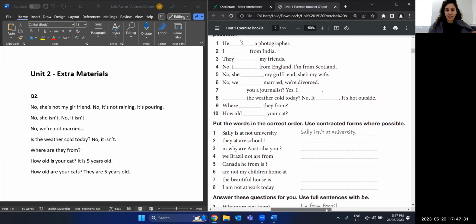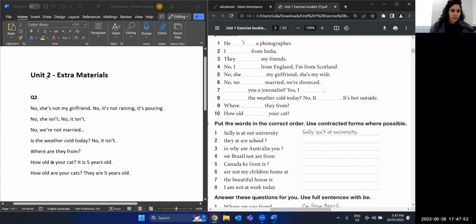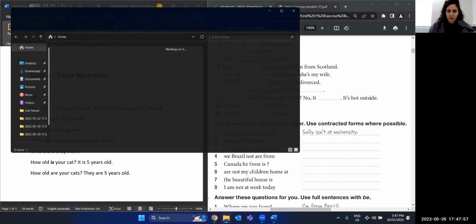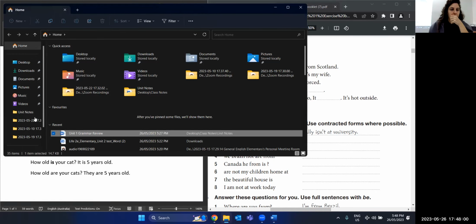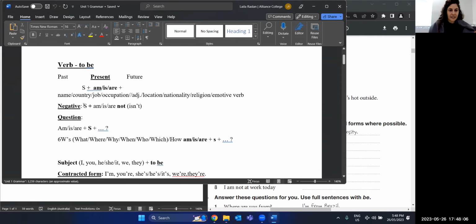Now let's use the contracted forms where possible. So maybe you need it, maybe you don't. Sally is at not university. No, we need to correct that. Sally, because we know verb not. So Sally is not. They need to go together. Because if we look at our rules, I'll quickly grab it from here. So the negative subject, Sally is not. We need to have that structure.